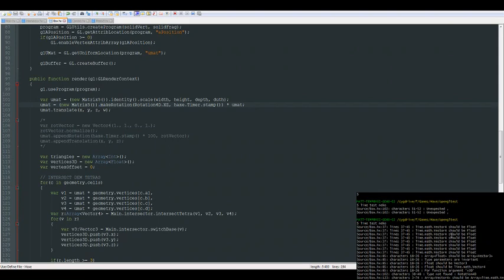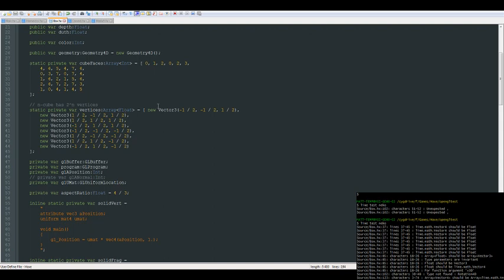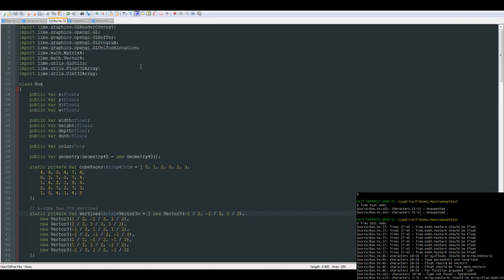Wow. Okay. Box, lime.math.vector4 should be float. Lime.math.vector4? What? Box.hx37. Oh yeah. Of course. Wait, why vector 4? Where? When? New vector 3, I meant.